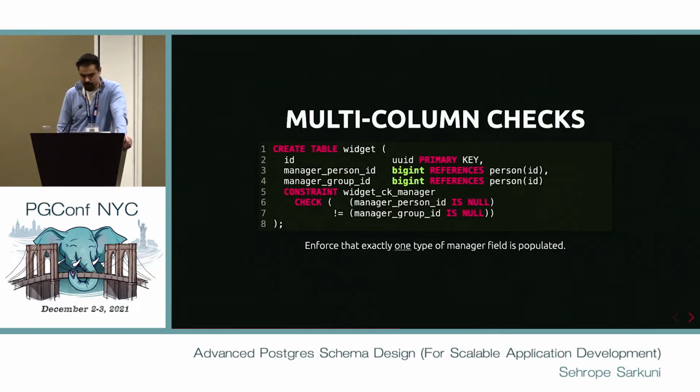So that same concept of check constraints can be extended now beyond one field. If you have multiple columns, you can start defining relationships between these columns, on the same row, that must hold. And again, you can define invariants like in this example, I want to ensure that there's only one manager associated with a widget. That manager could be a person, that manager could be a group, but there can only be one. And the way you do that is by, again, defining this check constraint, saying that one of these fields has to be null. If one of these fields is null, it shouldn't be the same as the other field being null.